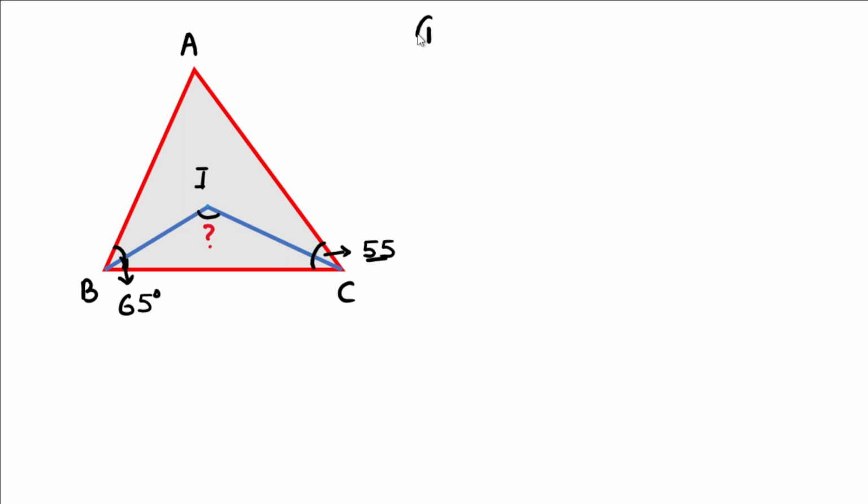So first, we'll learn about the incenter. What is incenter? Incenter divides the angle equally into two parts. Here BI divides angle B into two parts, so these two angles will be equal. Likewise, CI also divides angle ACB into two parts, so these two angles will be equal.